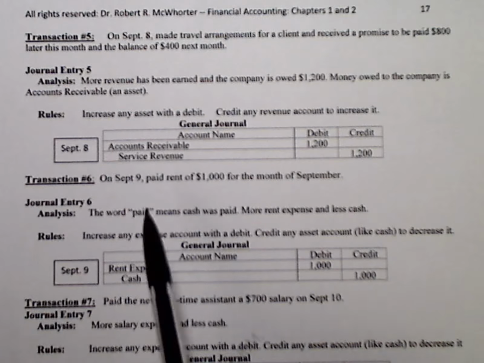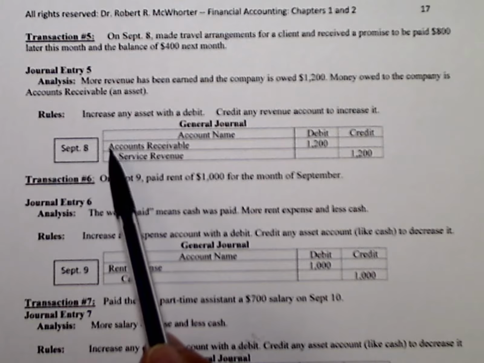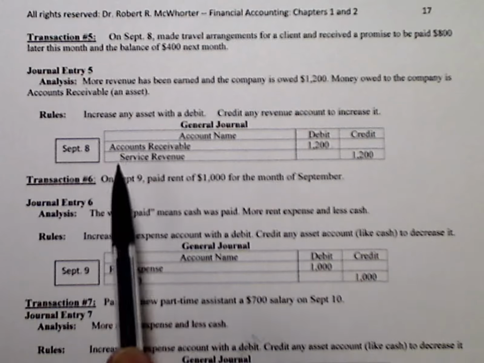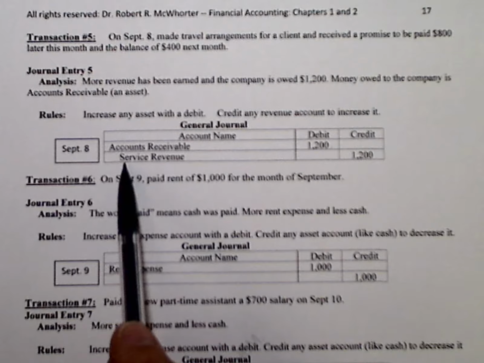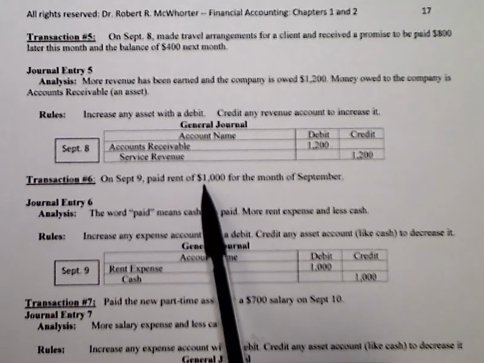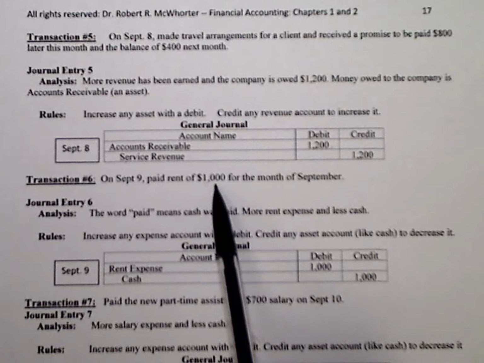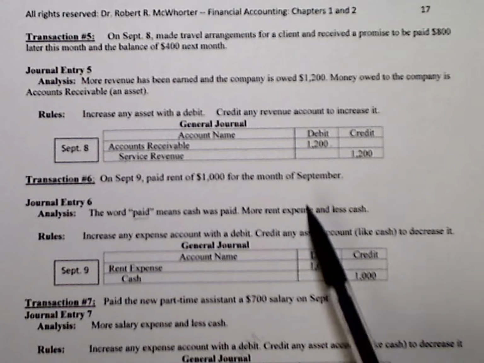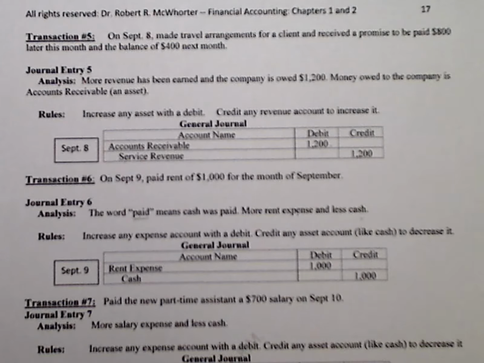What's the rule here? We've got more accounts receivable. We sure do. It's an asset. Increase it with a $1,200 debit, and we've got more service revenue. Accounts receivable up, service revenue up. Paid rent, $1,000. Analysis, cash was paid. We've got more rent expense and less cash. Go to the rules. Increase rent expense, decrease cash. This is starting to look easy, isn't it?